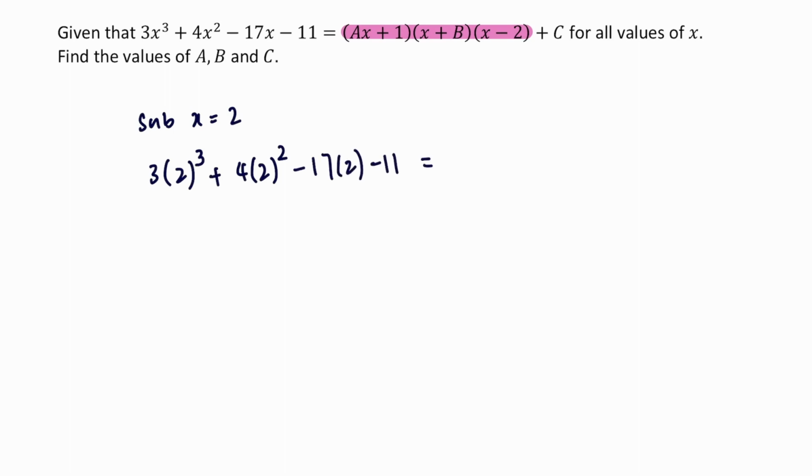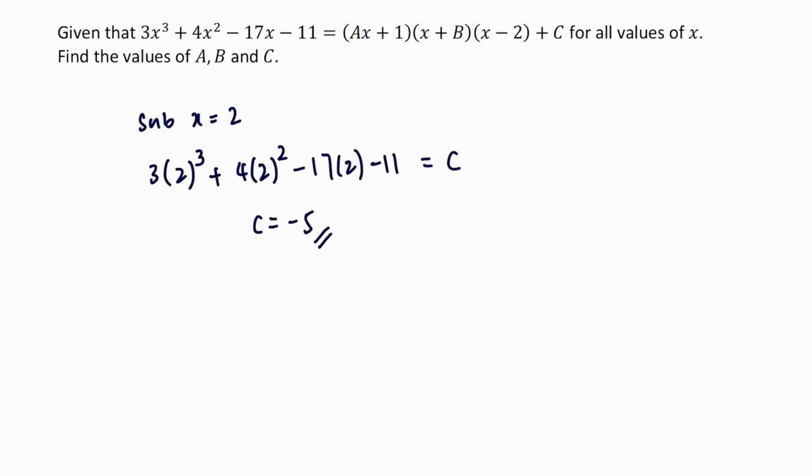What we have will be as follows. When you sub x equal to 2 on the right side, the highlighted portion will be gone because anything multiplied by 0 is just 0. So we have c equal to negative 5. Now our next aim is to try to solve for b or a.